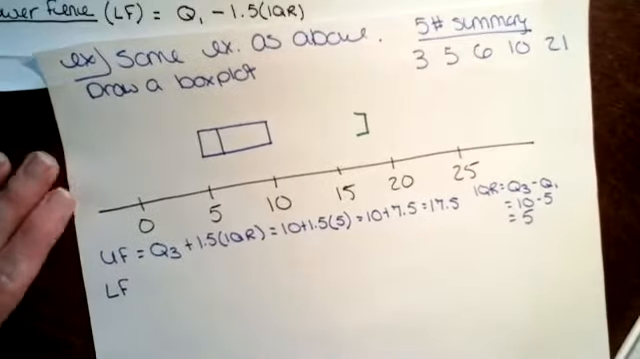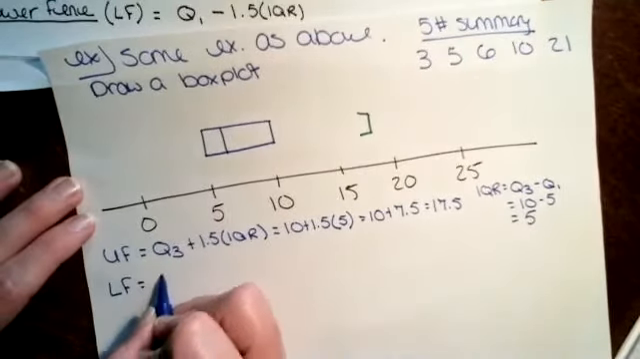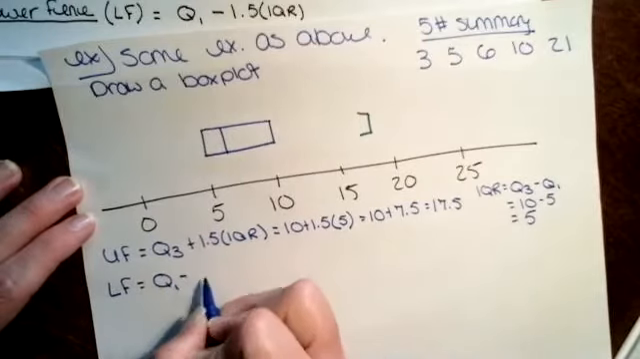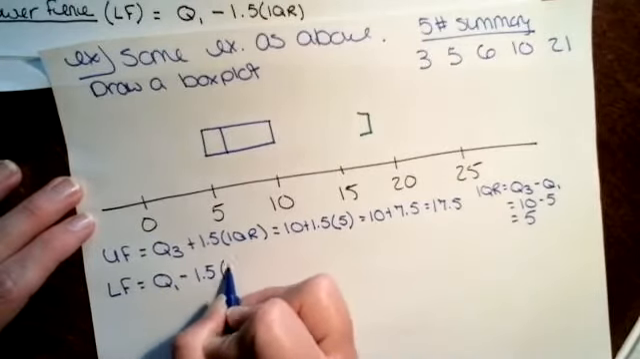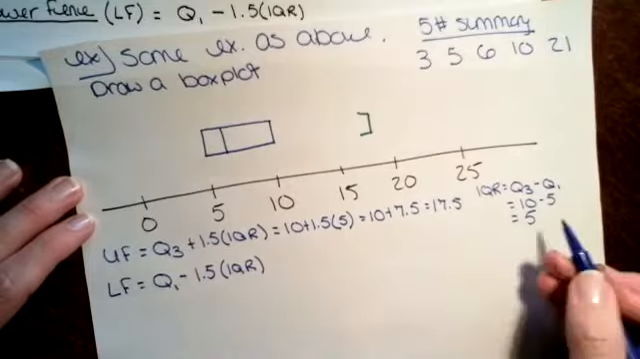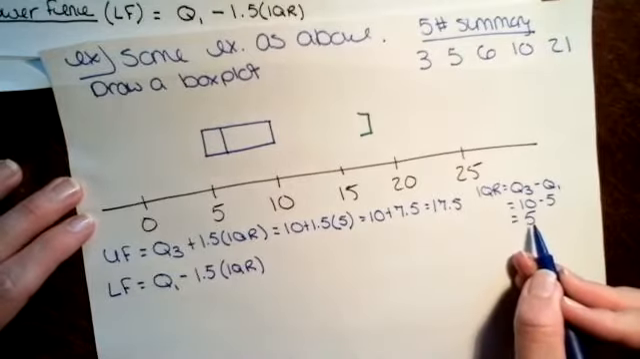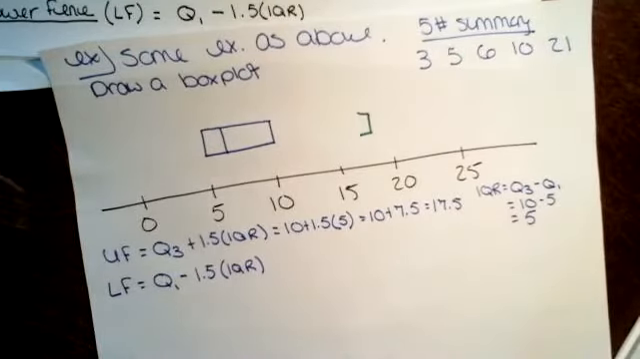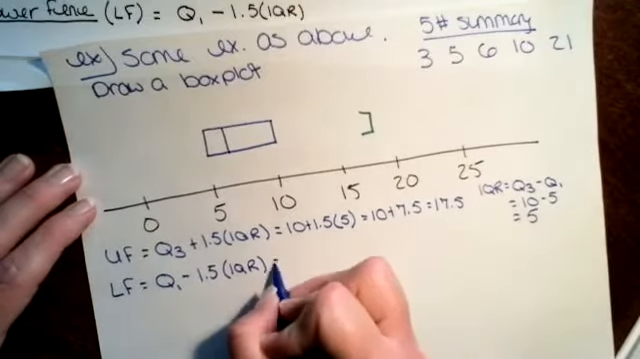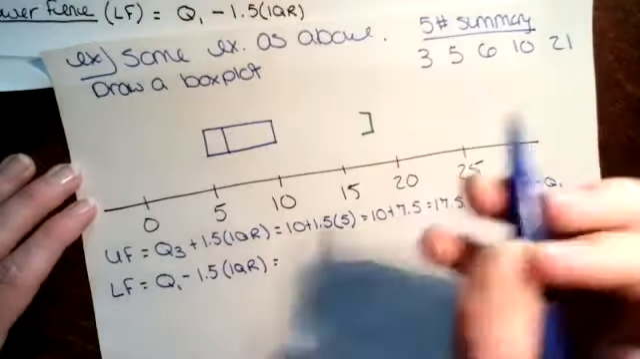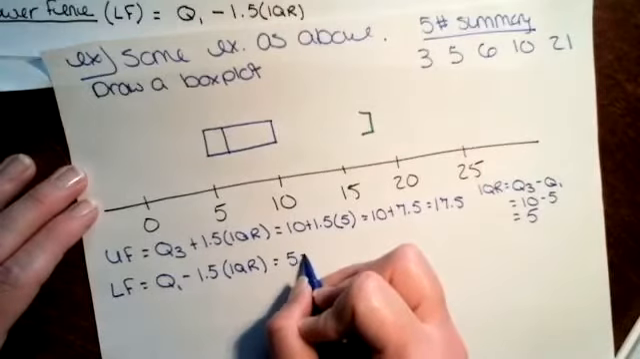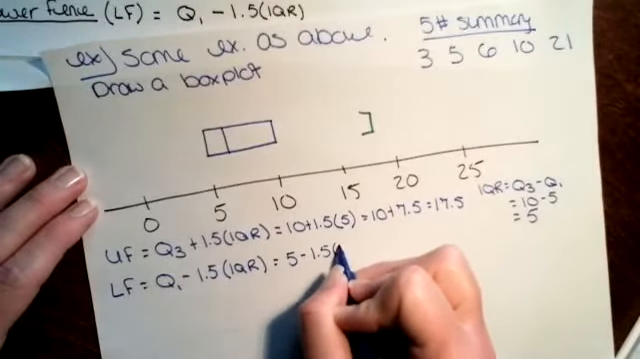Now let's take a look at the lower fence. The lower fence is quartile 1 minus 1.5 times the IQR. We already calculated the IQR over here. It's the same for the data set, the entire problem. It doesn't change. So quartile 1 is 5, so I have 5 minus 1.5 times 5.